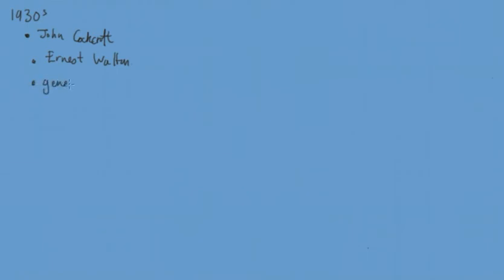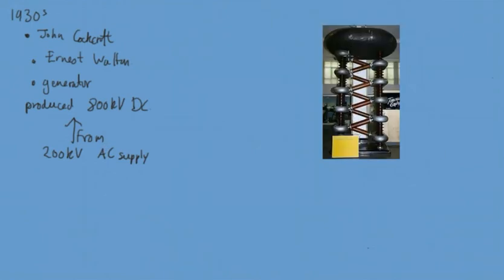They built a generator that was able to produce 800 kilovolts of DC current, but it produced it from 200 kilovolts of AC supply. This potential was able to accelerate protons towards a lithium target. So this is what it would look like. This is what they built.